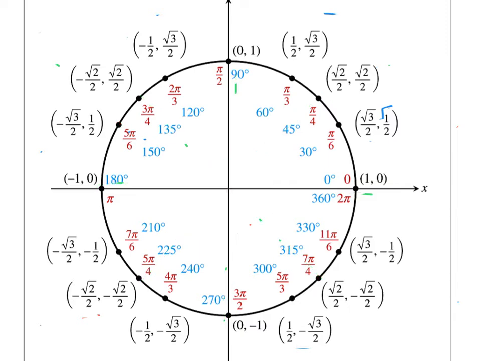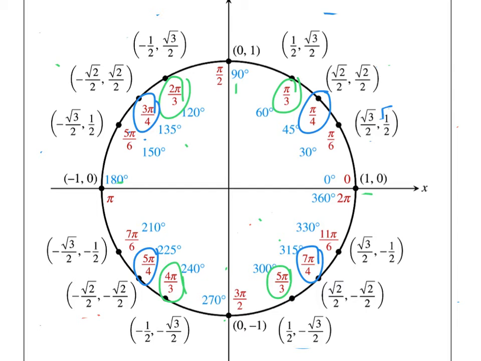Now let's look at radians. Notice, closest to the y-axis, I have pi's over 3. Then, in between, I have pi's over 4. Then, I have pi's over 6.